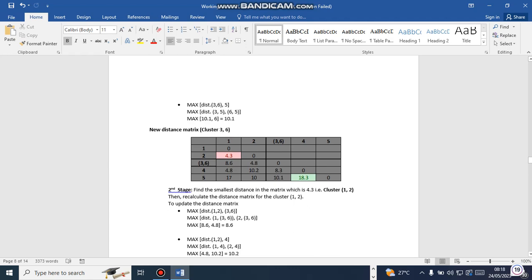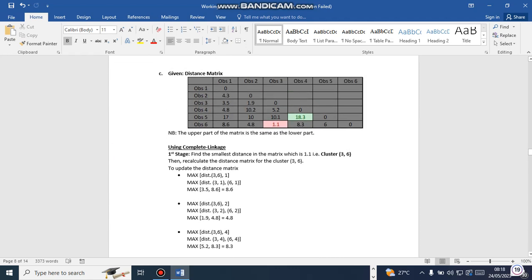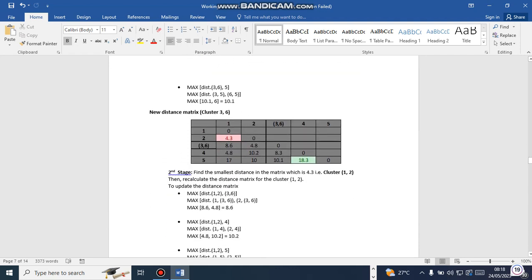So we are going to have a reduction in the clusters. Before it was 1 to 6. Now you see what it has become: 1, 2, 3 and 6, 4 and 5. Looking at this, you move to the second stage. At the second stage, you find the lowest distance in the matrix, and that is 4.3. You can see it here, and this is at the cluster 1 and 2.